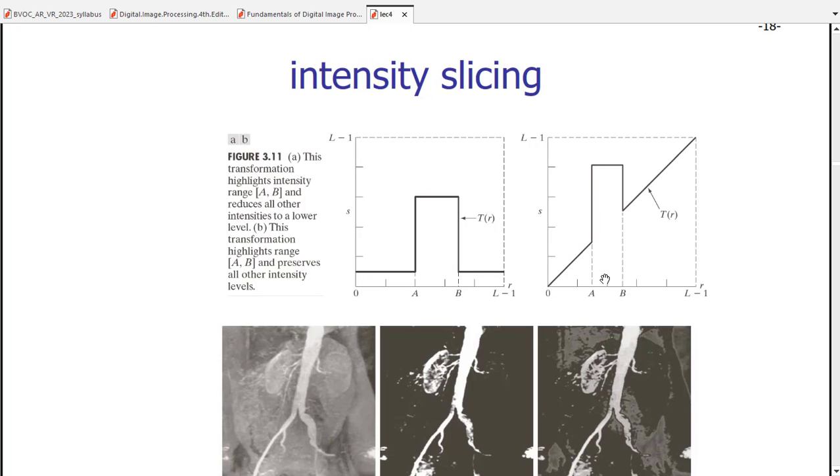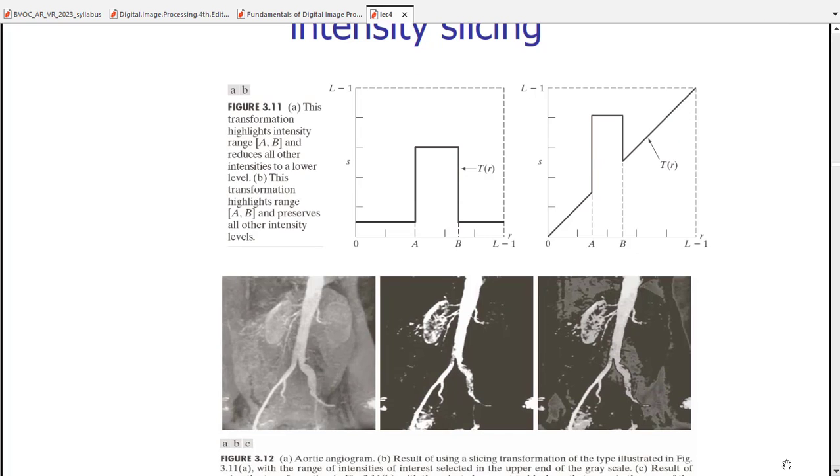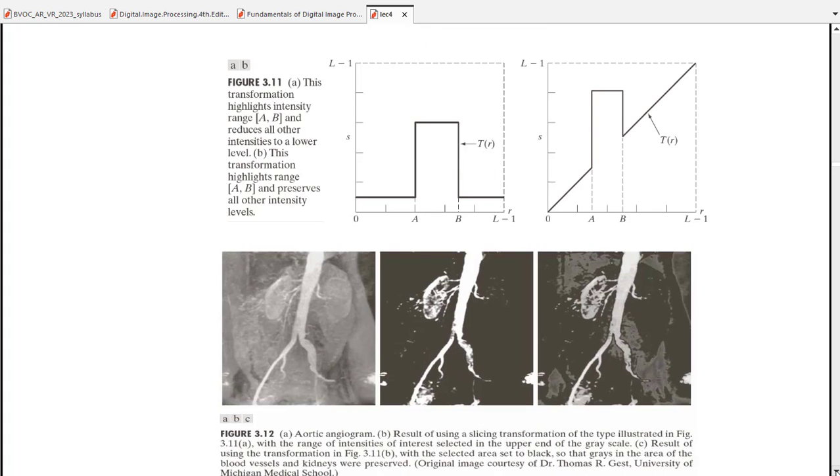Intensity slicing. This transformation highlights the intensity range A to B and reduces all other intensities to a lower level. This transformation highlights the range A, B and preserves all other intensity levels. So in these cases, how does the picture change? This is the original picture of an aortic angiogram. This is the result of slicing transformations of the type illustrated in this figure.